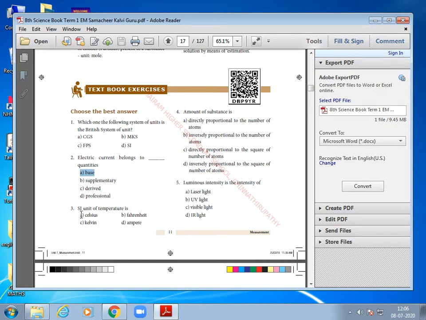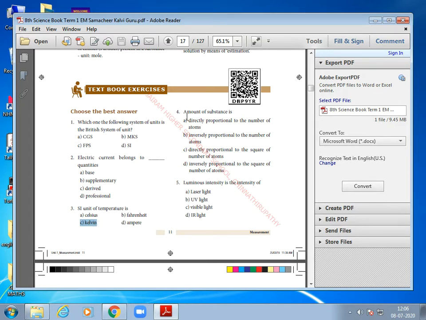Next, third question. SI unit of temperature is what? SI unit of temperature is Kelvin. Option C, Kelvin. Are you clear?